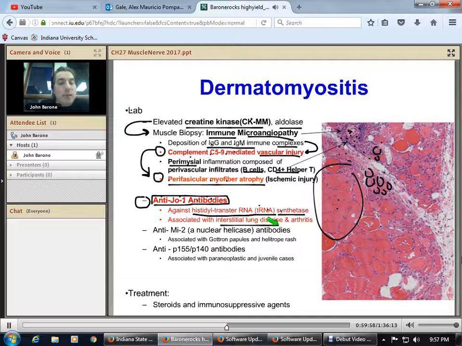And again, when you have these antibodies, they usually get lung disease. They get interstitial fibrosis, and they can get arthritis too. So anti-Jo1. Now, is it diagnostic only for this? No. You'll see it with dermatomyositis, and you'll see it with polymyositis too. But I want you to remember the association with lung disease. Now, here's the way I remember it.